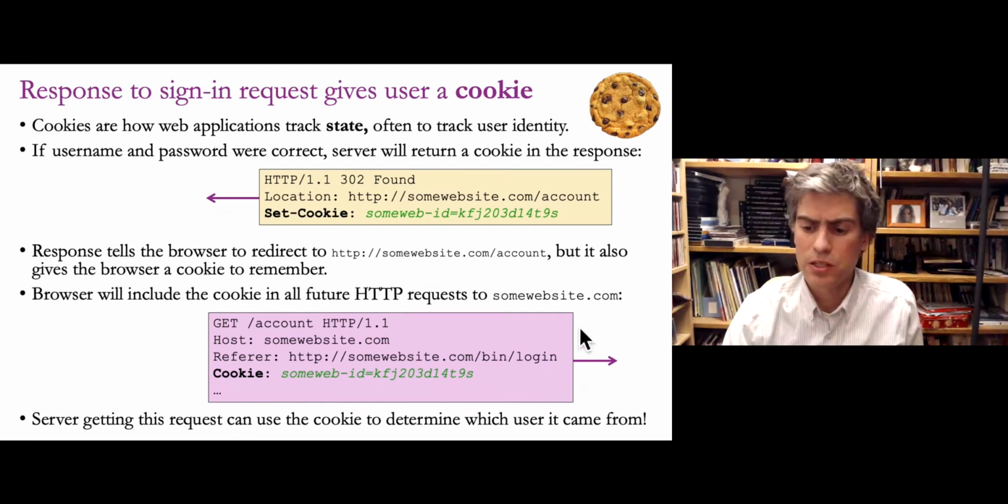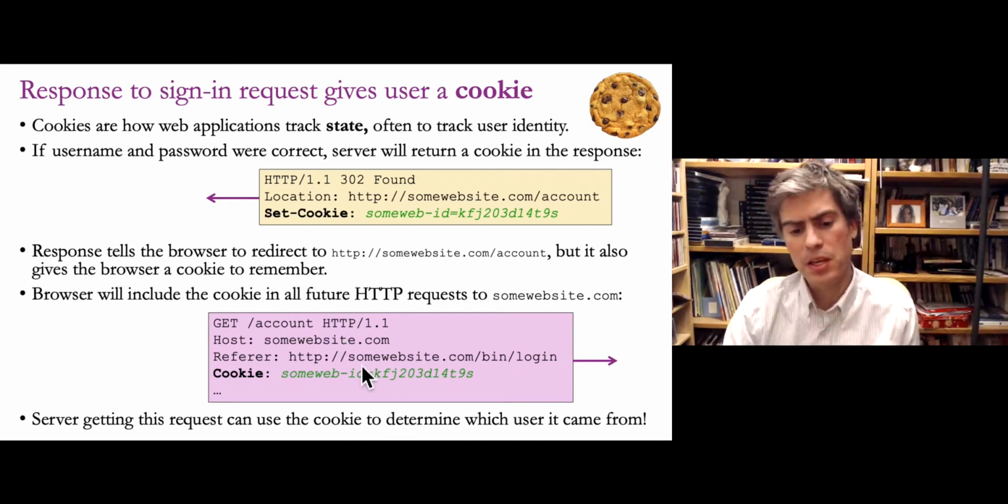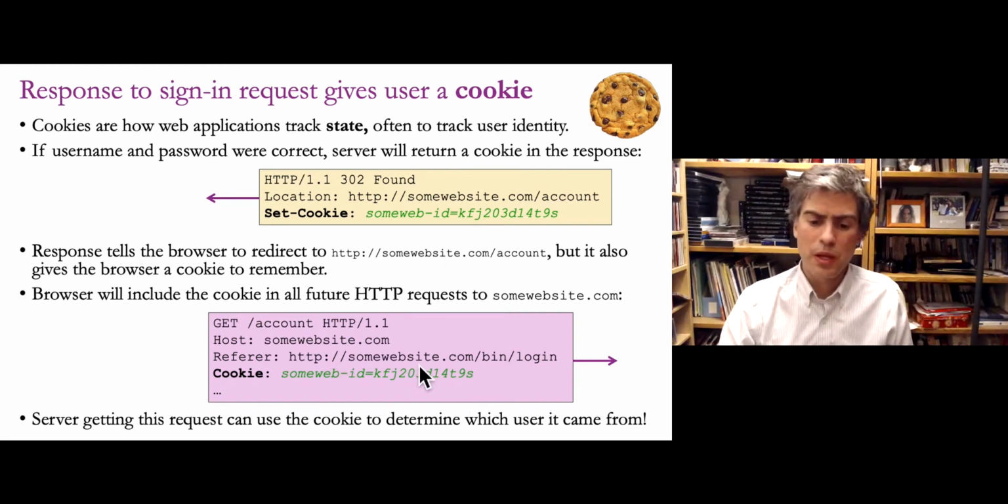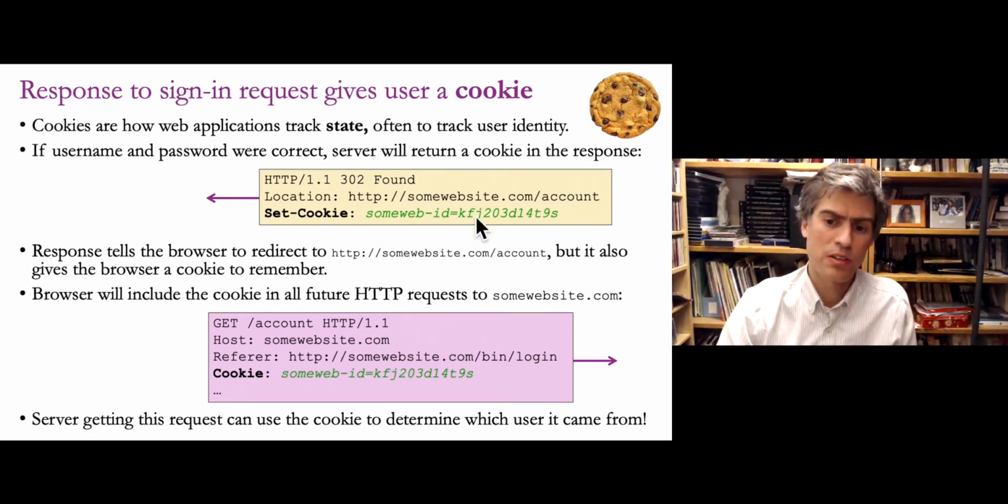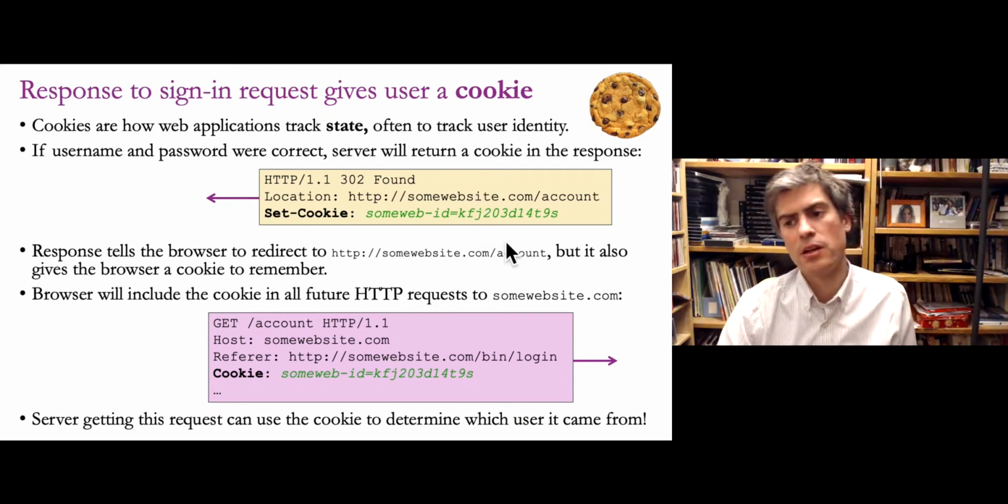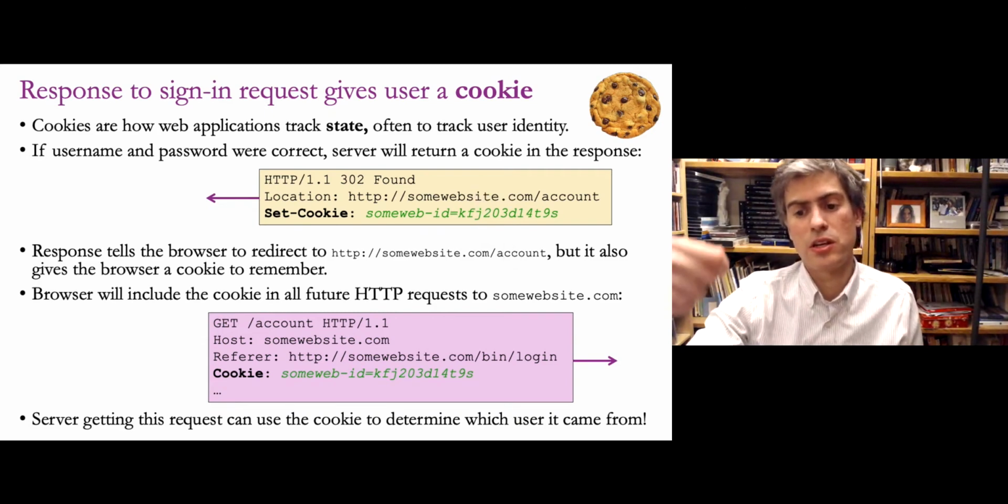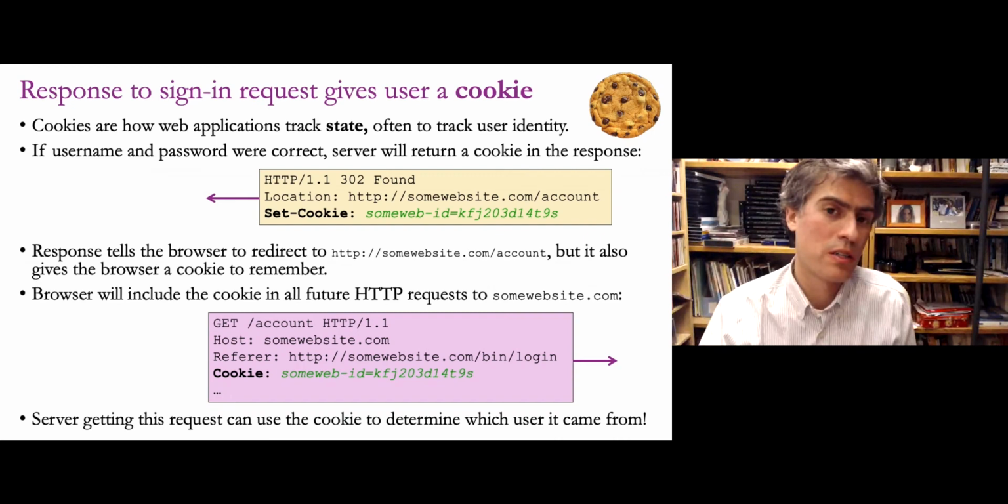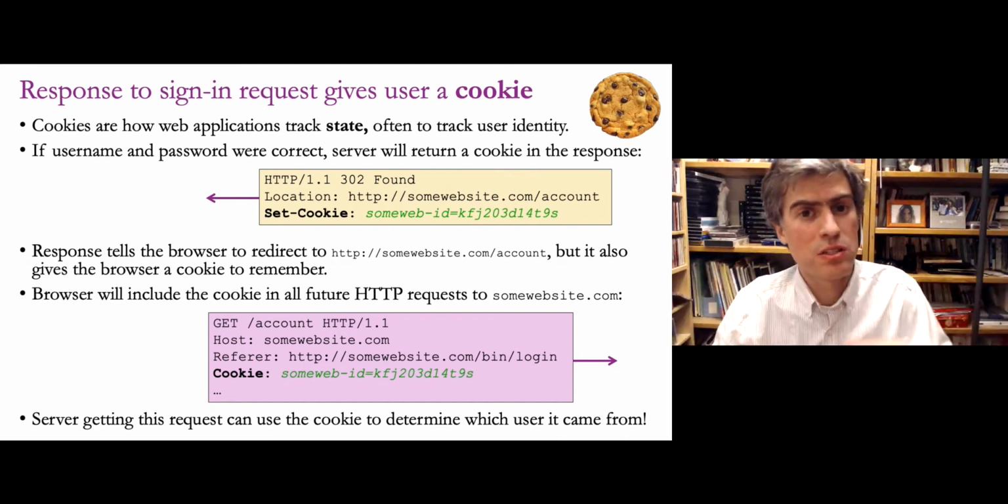So this next pink request is the HTTP GET request to load the page that it was redirected to. In addition to the normal information you would include, that corresponds to the URL that you're visiting, which is somewhatwebsite.com/account, you're including that cookie. So by now, what you're doing is linking the previous request with the next request. Because in response to the first request, the server said, here's your response, and oh, here's a cookie. By doing that, it's giving the browser something that it can include in the next request, so the server can link the second request to the first request.